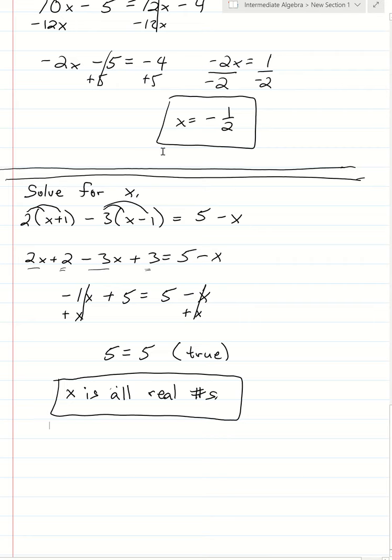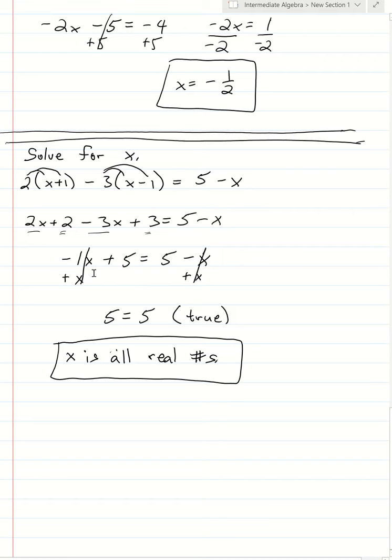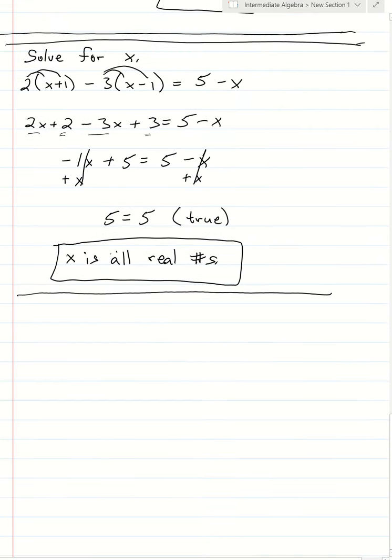And no matter what number you substitute into this equation, all real numbers would make this equation true, which is quite the opposite of the first 3 examples that we did. In the first 3 or 4 examples that we did, we found one unique number, and only that number would work. But for a problem like this, where the variable you were solving for canceled out and you were left with a true statement, that's when we write all real numbers. That's one special case.